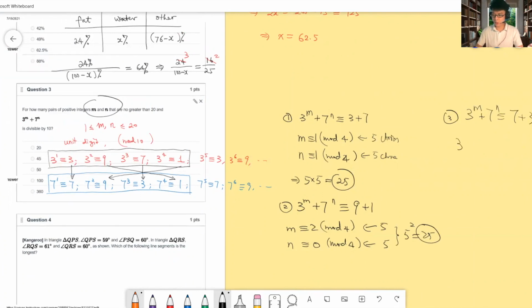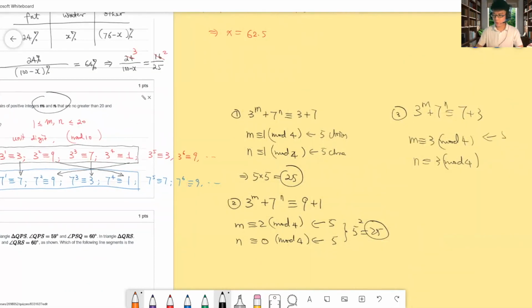That means m has remainder 3 when divided by 4. And n has remainder 3 when divided by 4. This again, we have 5 choices, and totally 5 times 5 equals 25. And then lastly, we have the combination 1 plus 9.